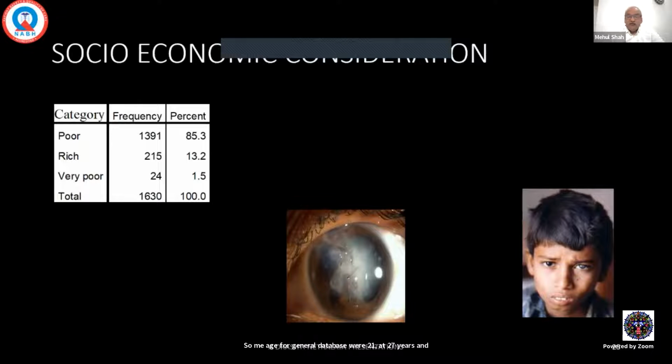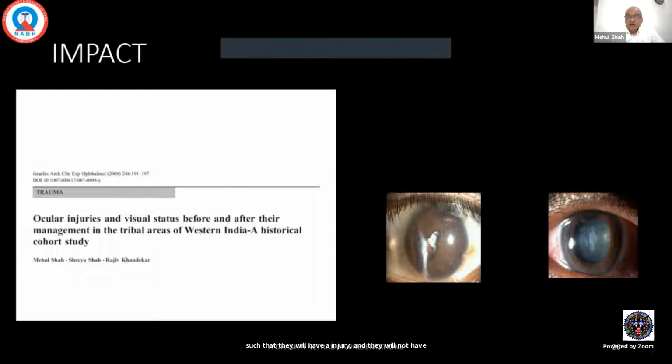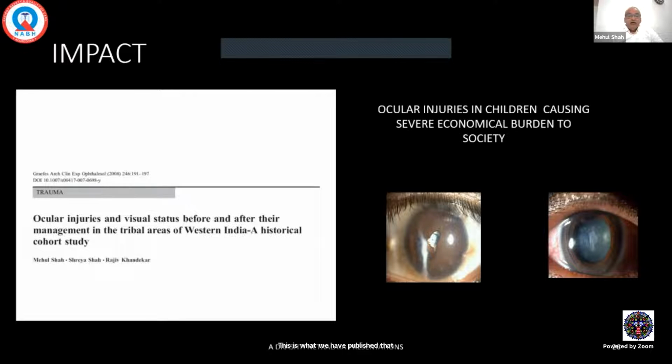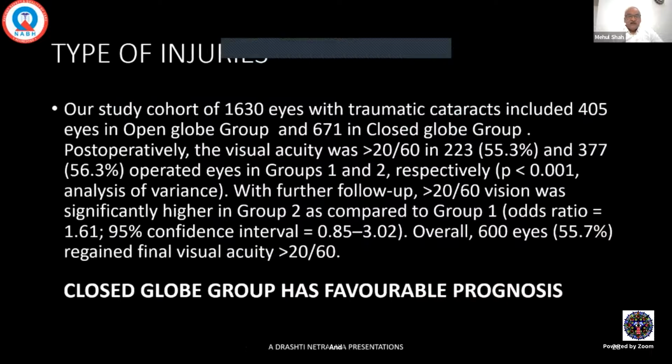The poorest of the poor will have more impact from ocular injuries because their social condition is such that they will have an injury and not have access to proper treatment. This is what we have published, on the impact of ocular injury on management. When we compared the pre and post vision, we found a significant difference, obviously.